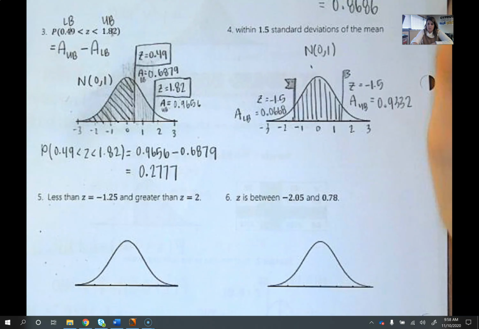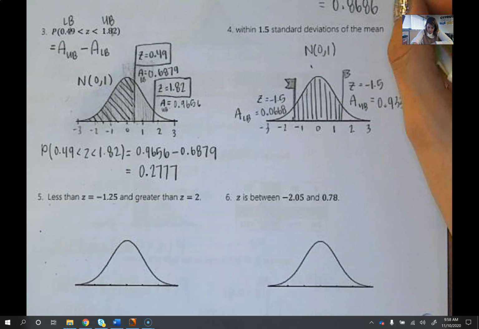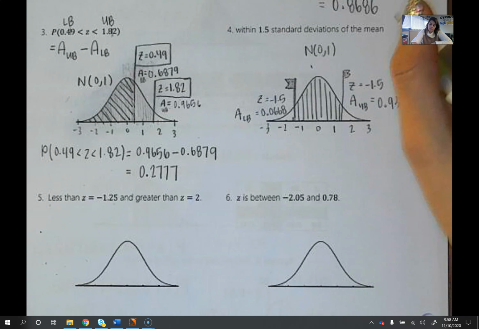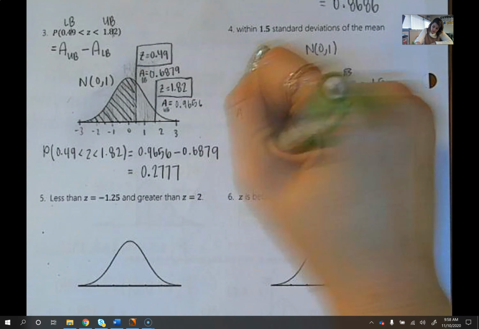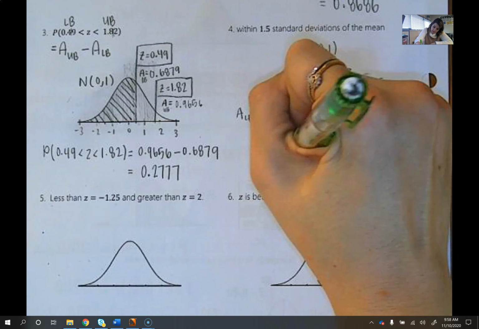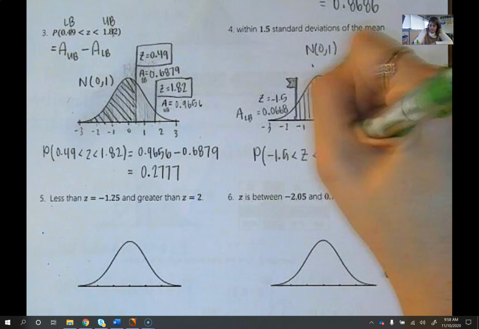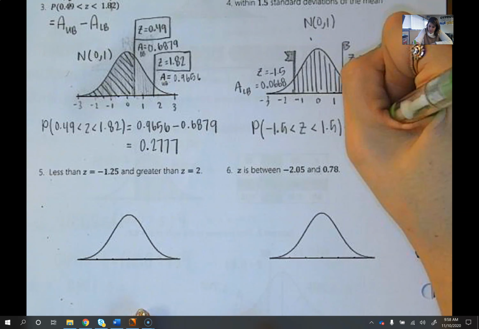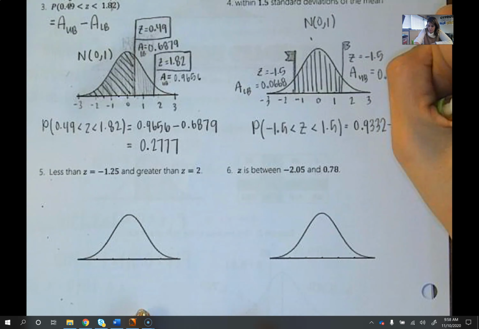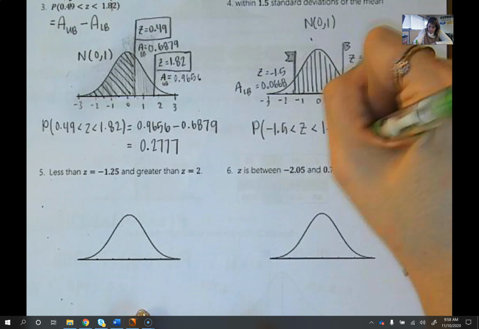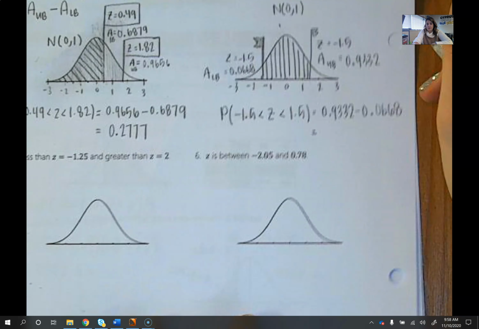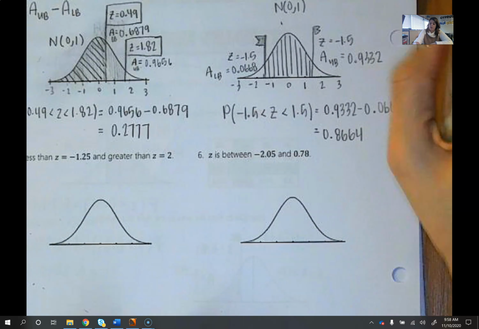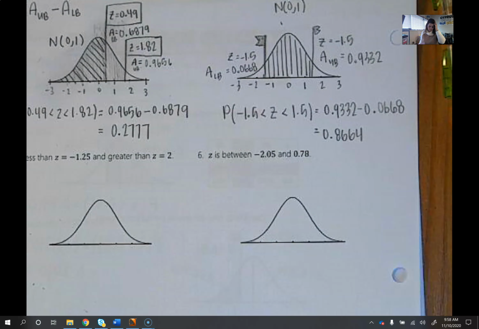So the area that is within 1.5 standard deviations of the mean, well, I know it's going to be greater than 68%, because 68% is 1 standard deviation away. So P of negative 1.5 less than Z less than 1.5 is 0.9332 minus 0.0668. We do get an area bigger than 68%. It is 0.8664, so 86.64%.